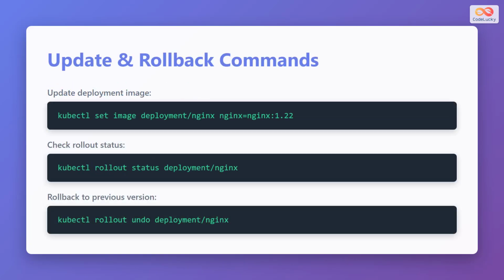Managing updates and rollbacks in Kubernetes is straightforward with kubectl commands. To update a deployment's container image, use kubectl set image deployment followed by the deployment name, then specify the container name and new image version. To monitor the progress of your rollout, use kubectl rollout status deployment followed by the deployment name. This command shows you whether the update is progressing, completed, or experiencing issues. If something goes wrong with an update, you can quickly revert to the previous version using kubectl rollout undo deployment followed by the deployment name. This rollback capability provides a safety net for your production applications.